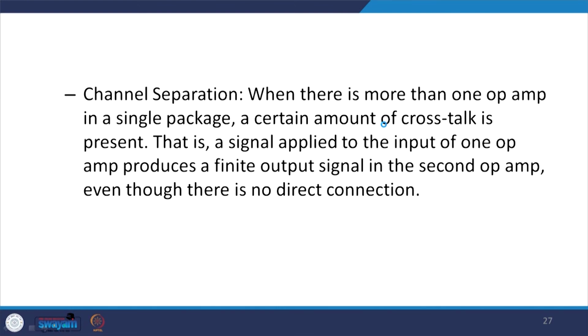Then the channel separation. When there is more than one op-amp in a single package, a certain amount of crosstalk is present. What do we mean by this crosstalk? It is the signal applied to the input of one op-amp producing a finite amount of signal at the second op-amp, even though there is no direct connection between the two op-amps. This is specified by the channel separation.